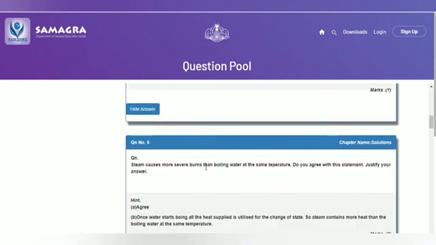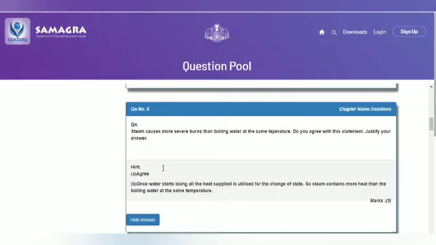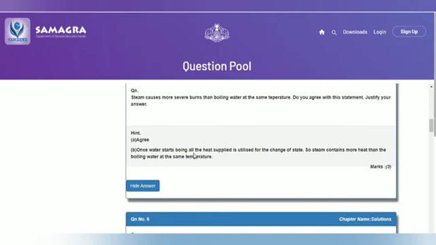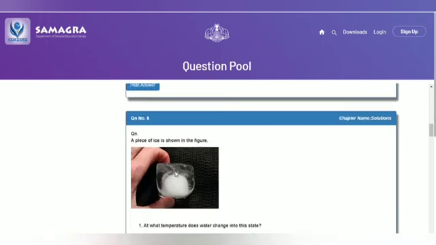Steam causes more severe burns than boiling water at the same temperature. Do you agree with this statement? Agree. Because once water boils, all the heat supplied is utilized for the change of state. So steam contains more heat than boiling water at the same temperature.